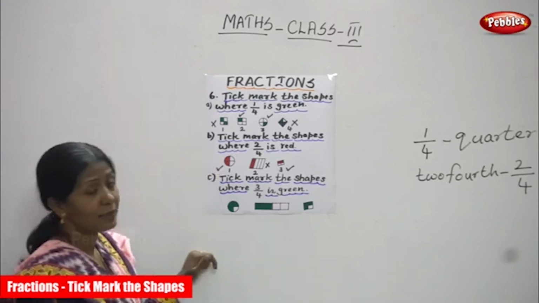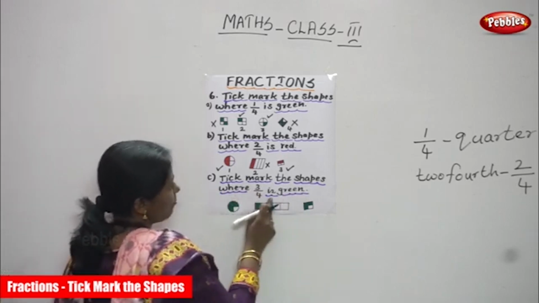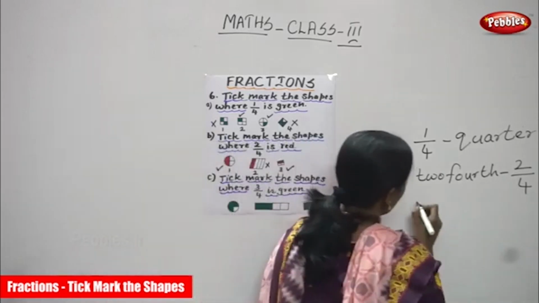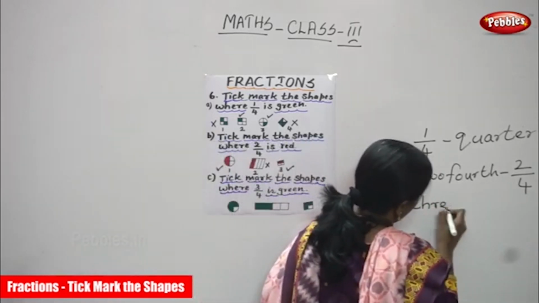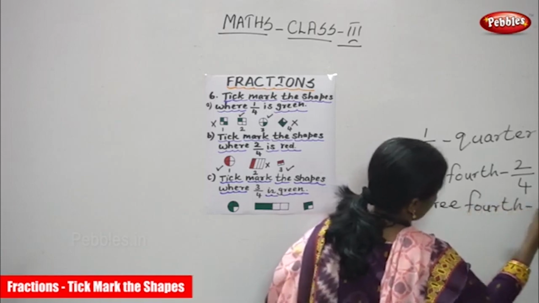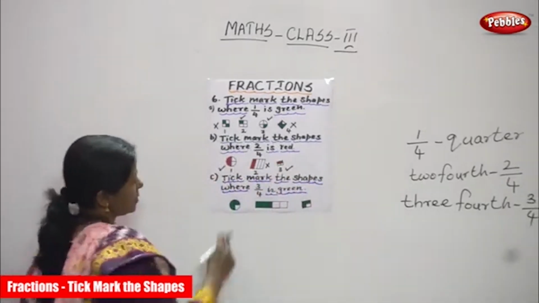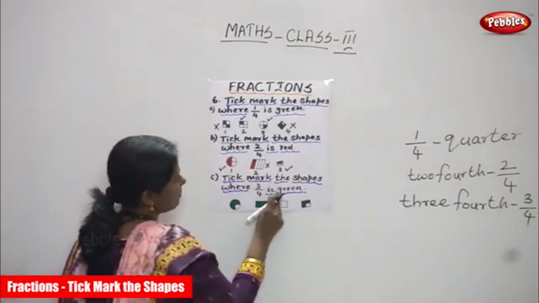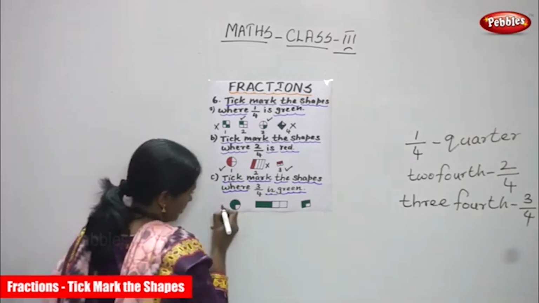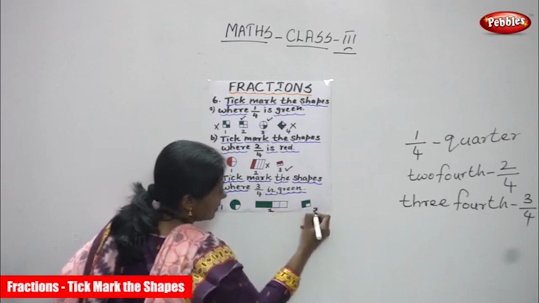Now we are going to see the third subdivision. So tick mark the shapes where 3 by 4 is green. 3/4. 3 by 4 means what you call 3/4. Okay, 3/4 means 3 by 4. Tick mark the shapes where 3 by 4 is green in color. Okay, look at the first diagram.